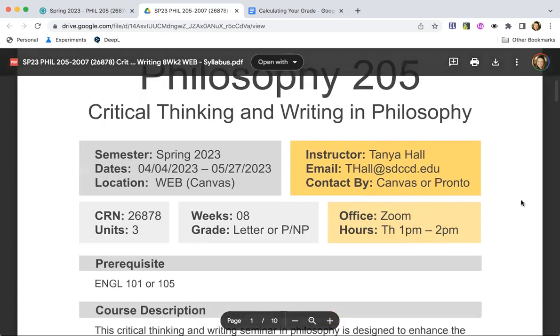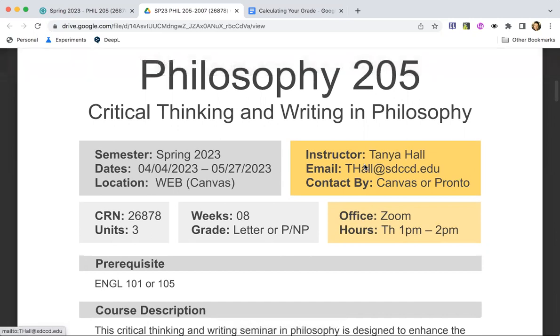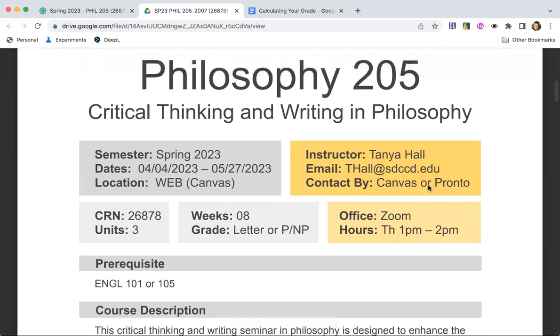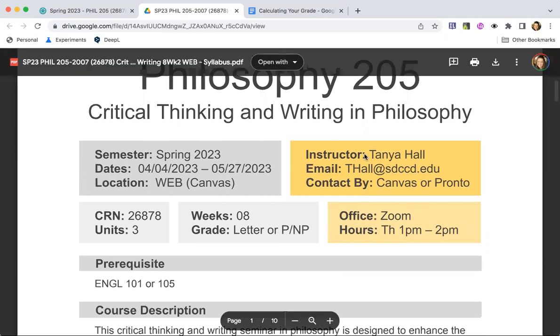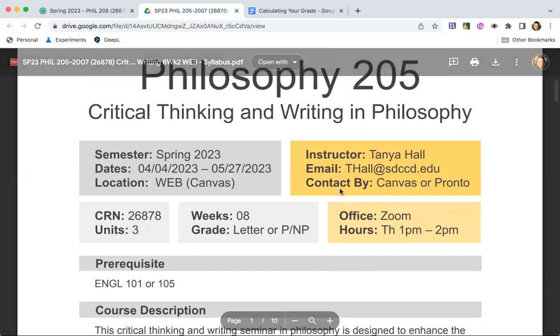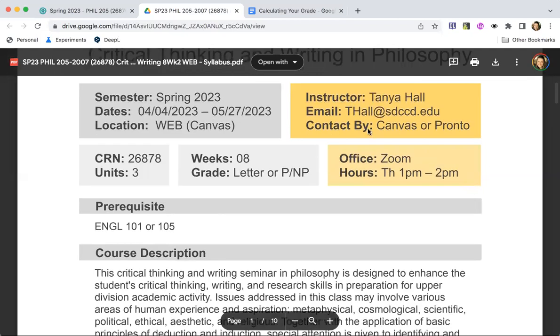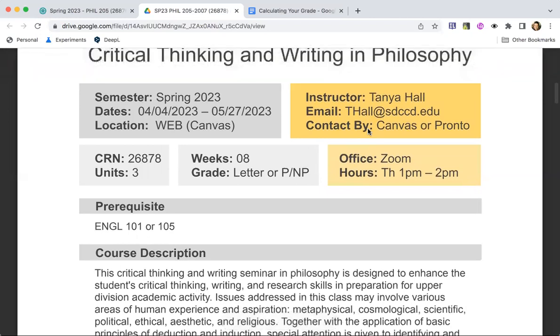On page 1 of the syllabus is basic course info and my instructor info. I did include my email, but don't email me unless there's some problem contacting me through these other means. If for whatever reason you lose access to Canvas or something, then email me. But otherwise, contact me by Canvas or by Pronto, which is a messaging application that is integrated with Canvas. I have office hours. I'll say more about that when we take a look at our Canvas course homepage, where I have them listed along with links to join them.